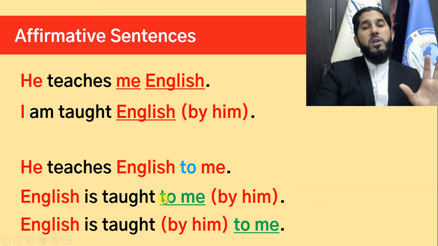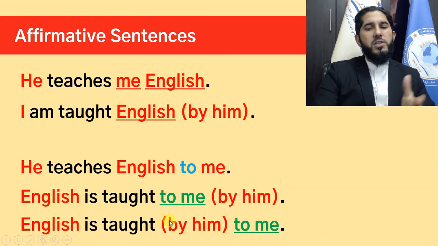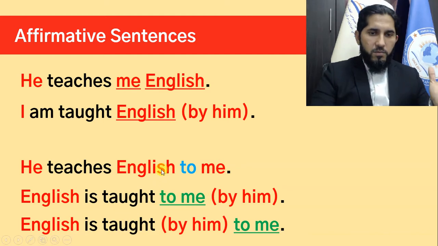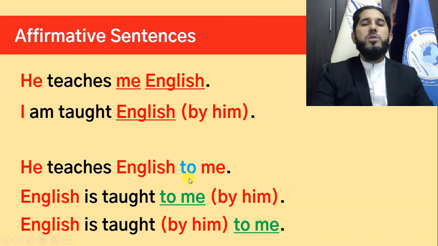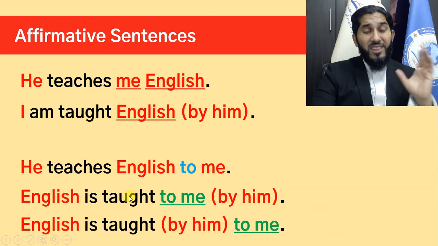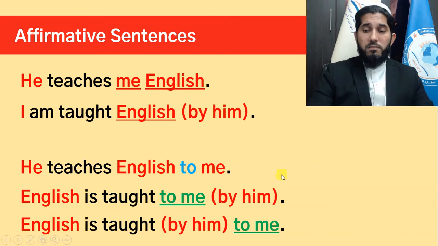And then here you can change these two phrases. You can say to me by him, you can say by him to me. It doesn't matter. Both ways are okay. So English is taught by him to me, English is taught to me by him. That's not a problem. So again, in both active form and passive form, you use the preposition between these two objects, but in passive form, between the third form of the main verb and the indirect object me, you use a preposition. This is how it works.